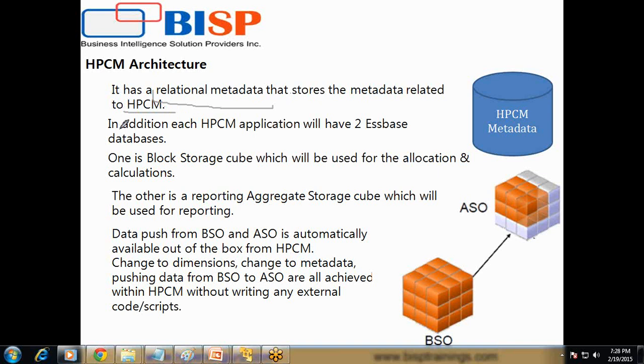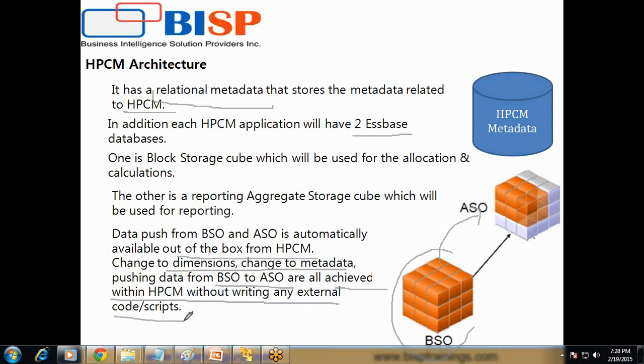Like in Planning, we use metadata and RDBMS. In addition, HPCM uses two Essbase cubes, as I said, block storage and aggregate storage. Data is pushed from block storage to aggregate storage automatically, and it's out of the box from HPCM. Changes to dimensions, changes to metadata, and pushing data from block storage to aggregate storage are all achieved automatically within HPCM without writing any external code or script. That is the beauty of it. This is how it simplifies.